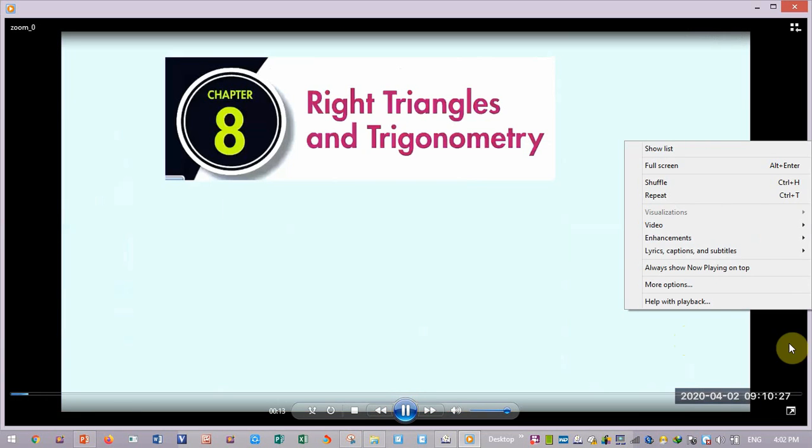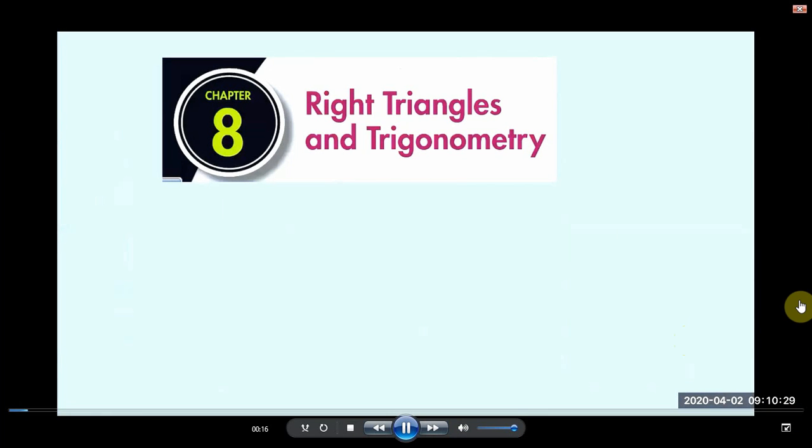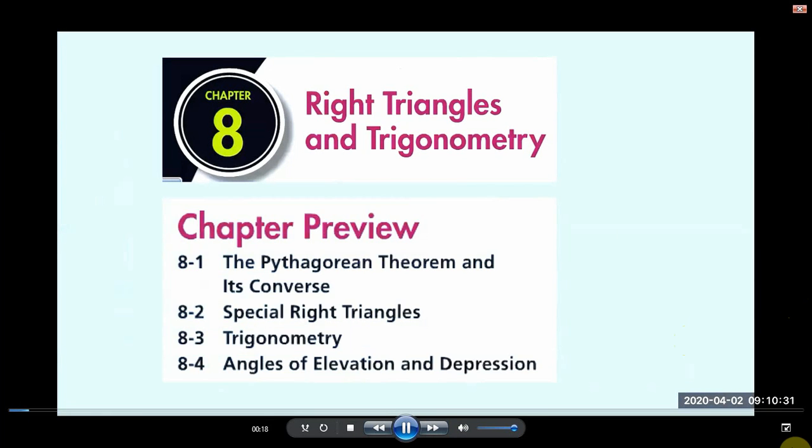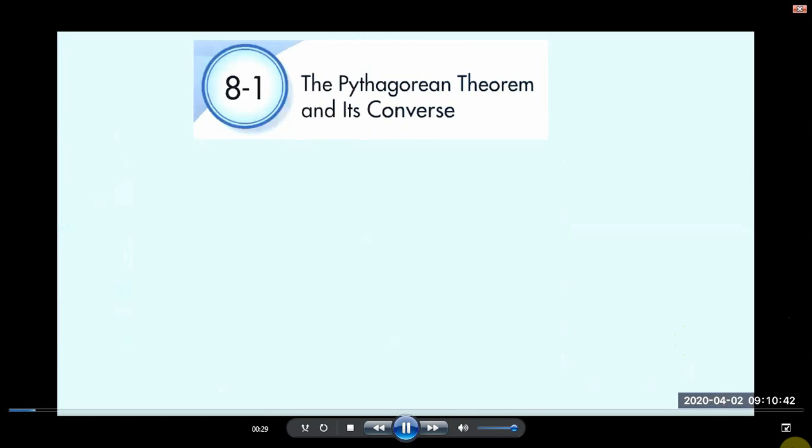Chapter 8, Right Triangle and Trigonometry. 4 lessons only: Pythagoras theorem, special right triangles, trigonometry, angle of elevation and angle of depression.